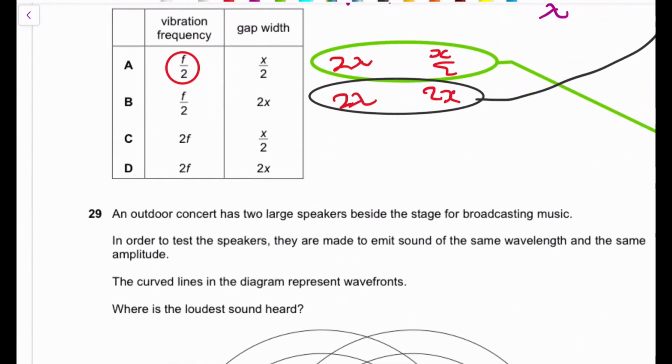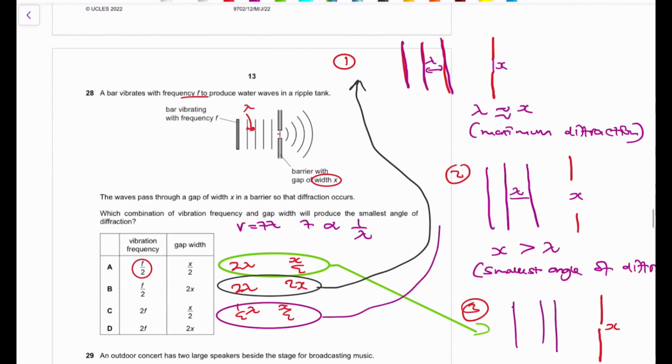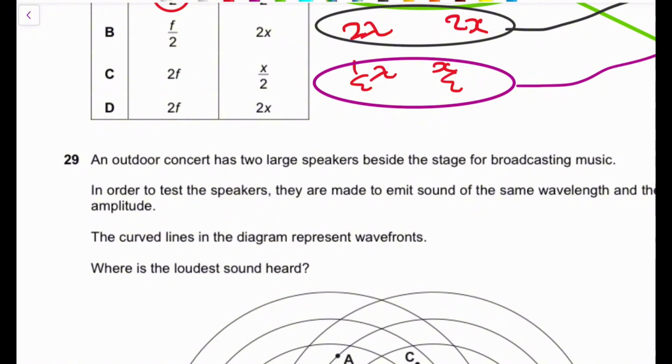Here I have 2f. If I have 2f, this will give me half lambda: double the frequency, half the wavelength, right? So I'm going to have half of lambda, but this is x over 2. Again, these two are almost equal, and this again models the first scenario, right? But the last one is 2f, which means I have half of lambda, and this is just 2x, right?